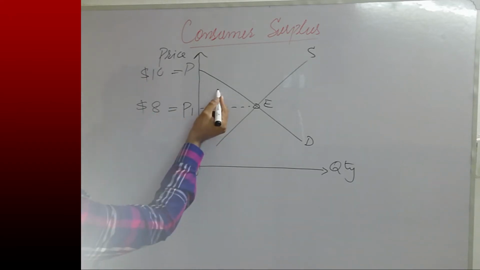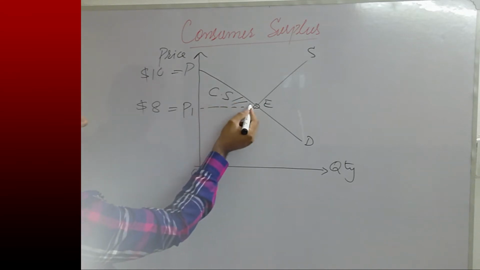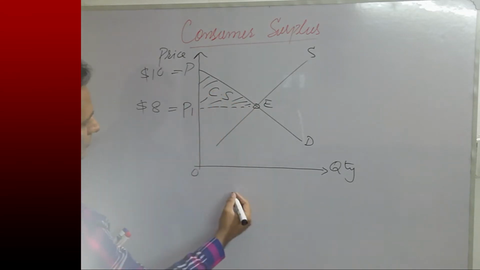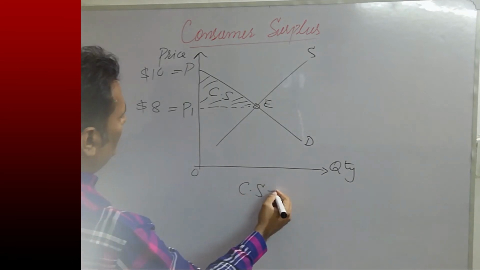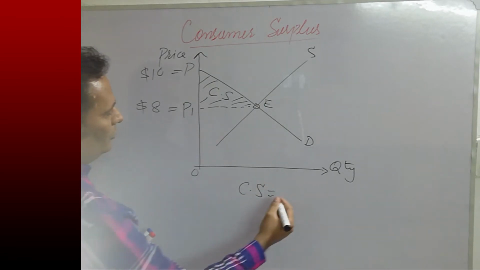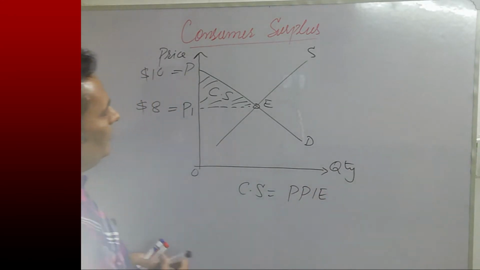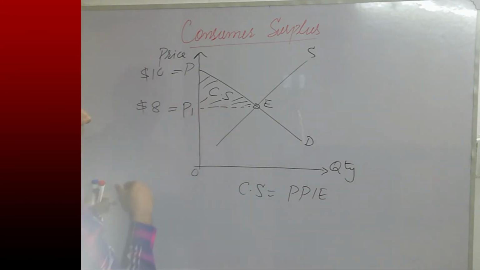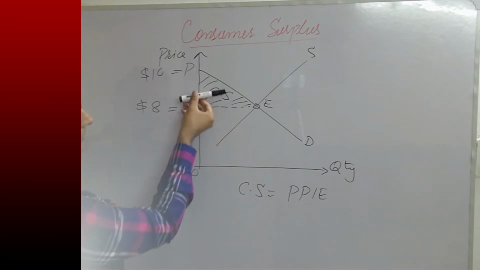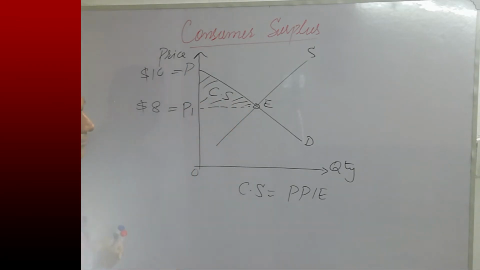So this is the consumer surplus. This area of triangle is consumer surplus. Consumer surplus in this situation is equal to P, P1 and E. The area above the price line, the equilibrium price, and below the demand curve is known as consumer surplus.